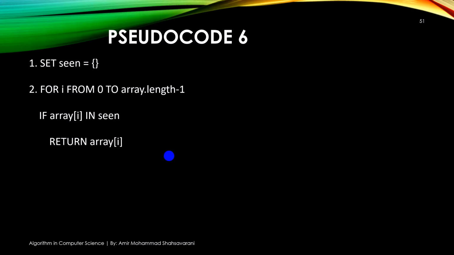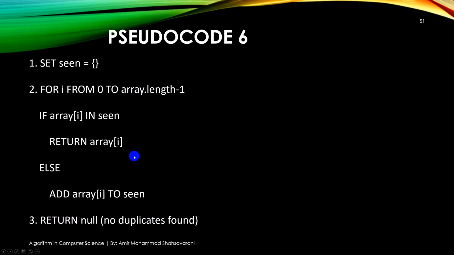we just return that our duplicate is the item. Okay? Else, just add this item to our seen list and go forward. Okay? Then, at last, return null if no duplicates were found in our list. This is so important to communicate with the code.